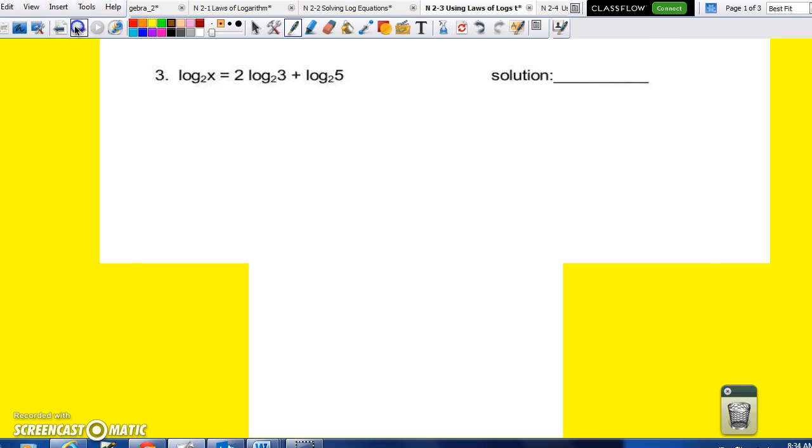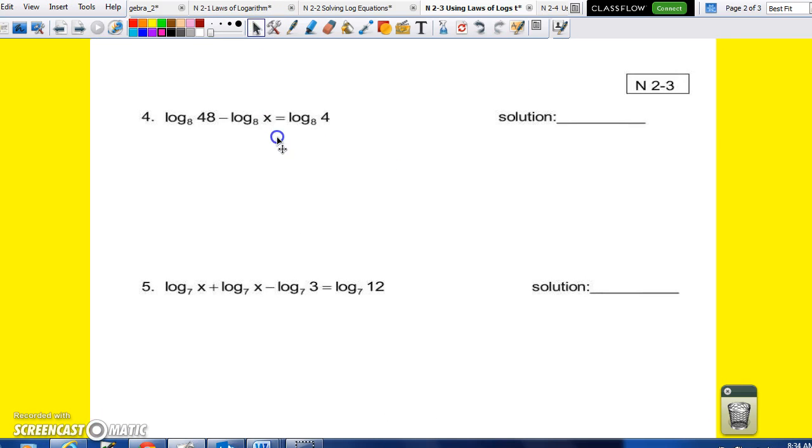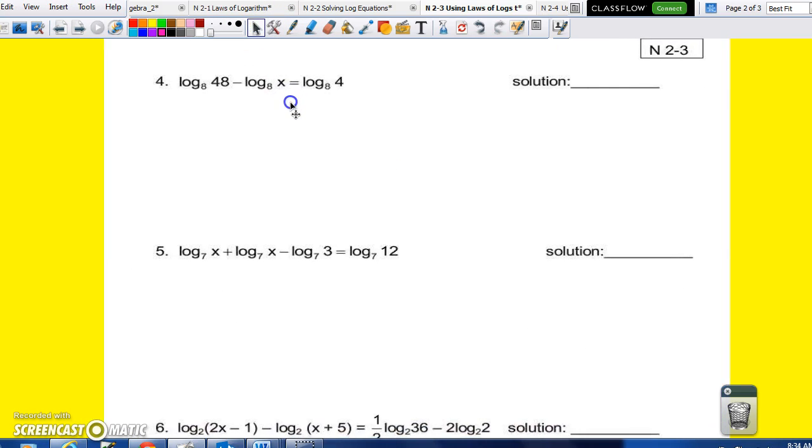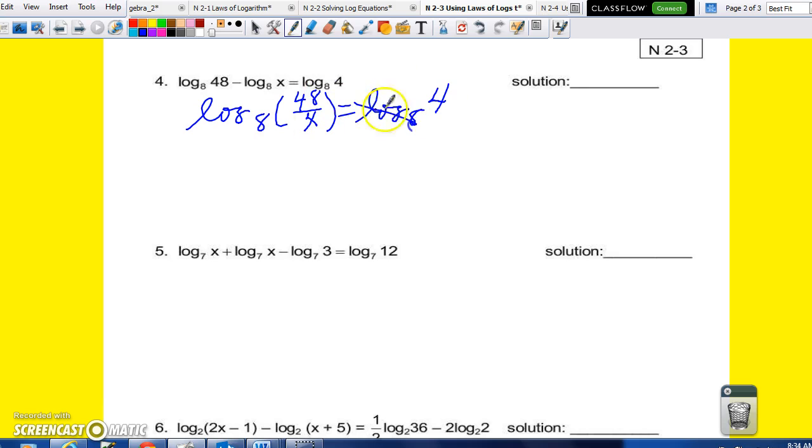Okay, let's go to the next page. Again, I have 2 logs on one side, so I know I'm going to have to condense that. So I really have log base 8, because I'm subtracting, I'm dividing, of 48 divided by x equals log base 8 of 4. Now I can cancel my logs, and I have 48 over x equals 4, which is the same as 4 over 1. I cross multiply, I get 4x equals 48, which gives me x equals 12. So my solution is x equals 12.